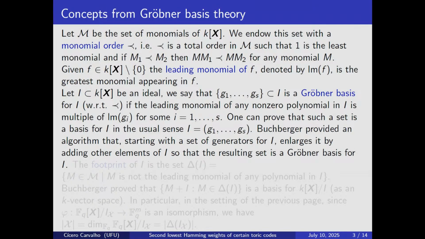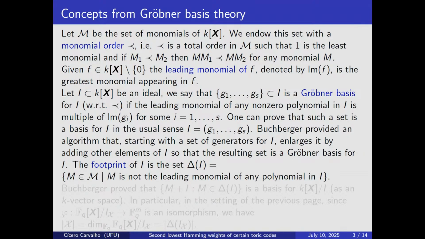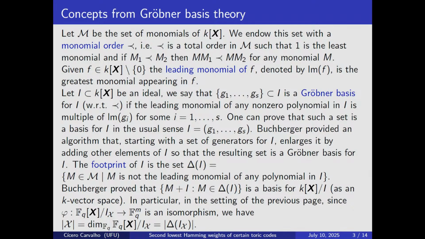Buchberger provided an algorithm that, starting with a set of generators for the ideal, enlarges the set, adding other elements of the same ideal, so that the resulting set is a Gröbner basis for the ideal. A very important concept in this theory is the so-called footprint, which is the set of monomials which do not appear as the leading monomial of any polynomial in the ideal. Buchberger proved that the classes of these monomials form a basis for this quotient, seen as a K vector space. In particular, in the setting of the previous slide, we know that this is an isomorphism. So we know that the cardinality of X, which is m, is the dimension of this quotient, so it is the number of monomials in the footprint. Something that I will use many times in this talk.